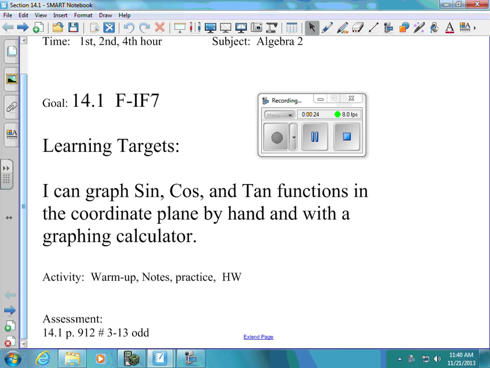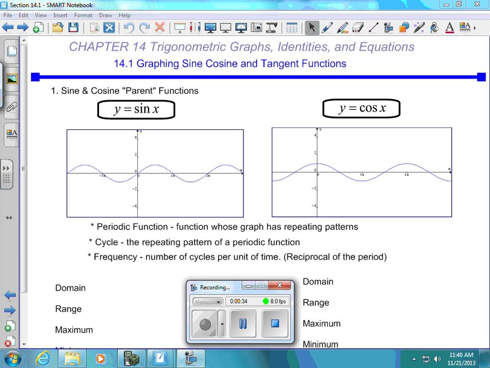So today our main target is: I can graph sine, cosine, and tangent functions in the coordinate plane by hand and with a graphing calculator. Okay, graphing sine, cosine, and tangent functions. We're going to start with sine and cosine. We'll get to tangent in a minute here.